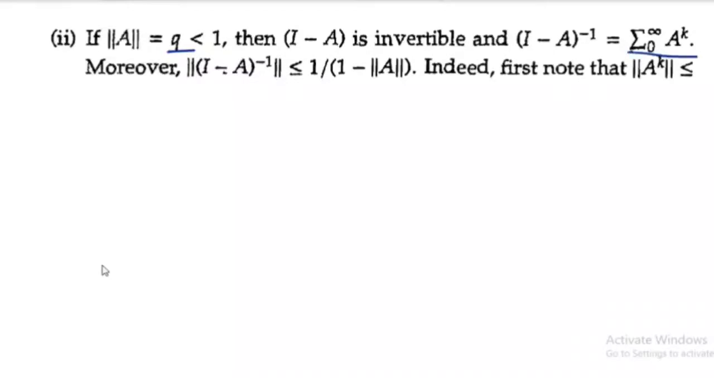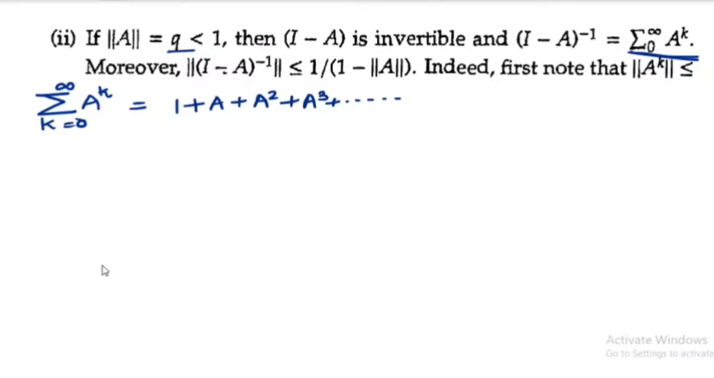Now actually what is this? This is the sum over k equal to 0 to infinity of A raised to k, and this is the same as I plus A plus A square plus A cube plus etc. We will find later what this is. Now we have to prove this.